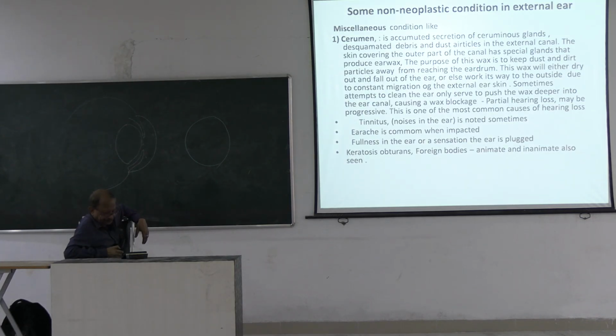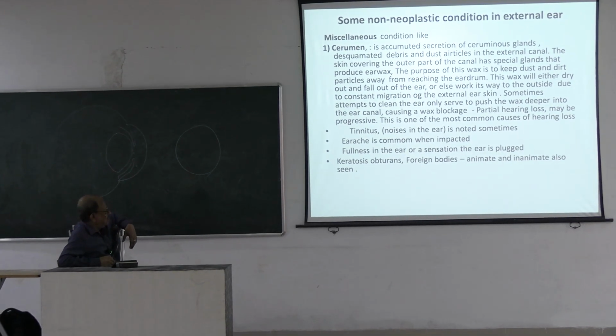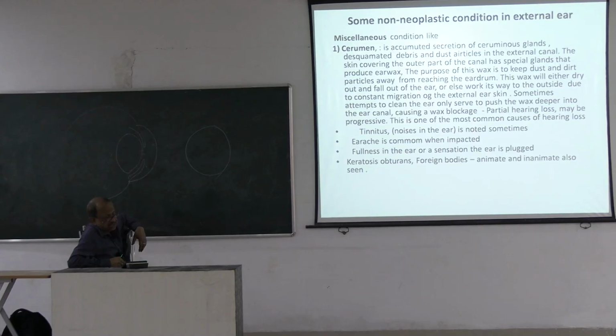Miscellaneous. What is cerumen? It is a common thing that occurs. It is a normal phenomenon. Cerumen is not a disease. It is accumulated secretion of the ceruminous gland. There is a sticky secretion coming out from the ceruminous gland, and this cerumen has a protective function for the ear. And desquamated debris and dust particles of the external canal, all three join to form the cerumen.